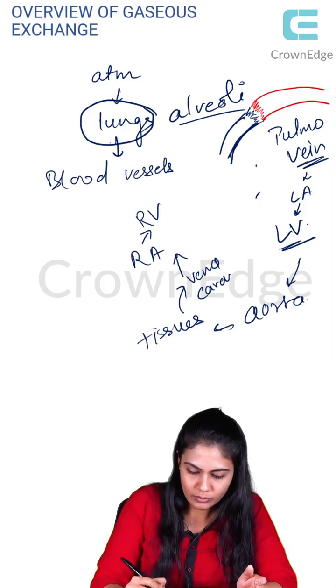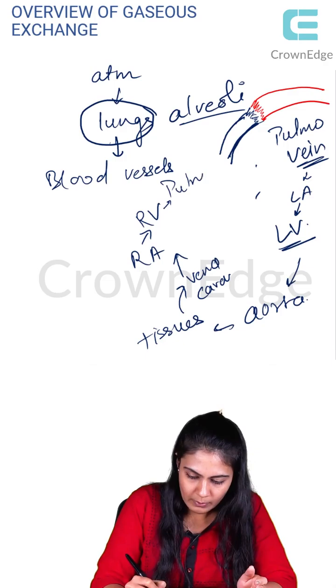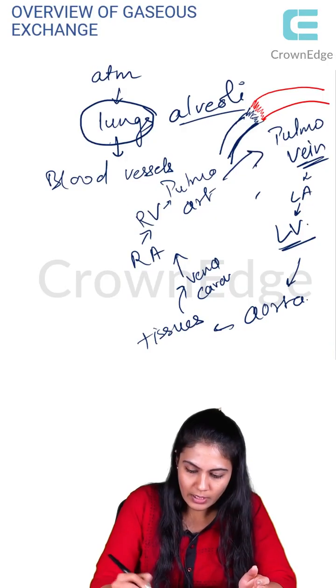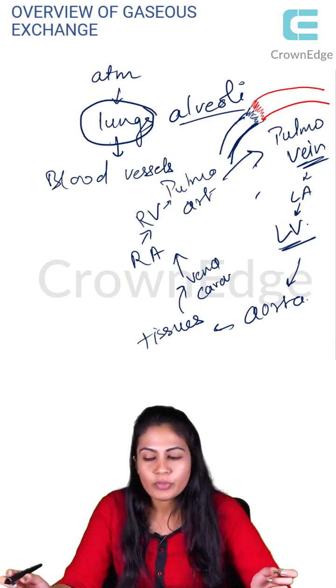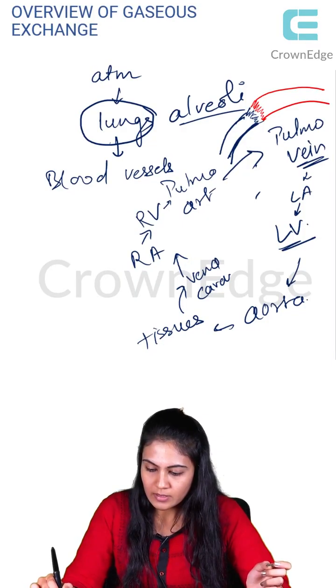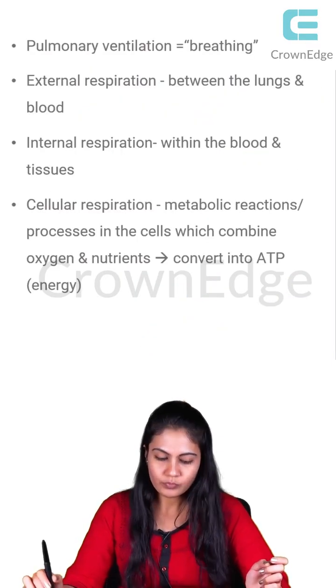If I have to write it over here, I'll write pulmonary vein, pulmonary artery. So the circuit continuously goes on in our body. That is the gas exchange overview.